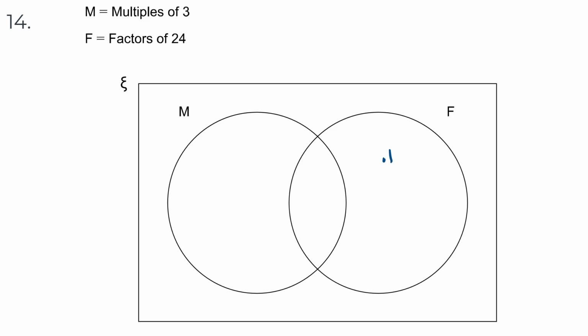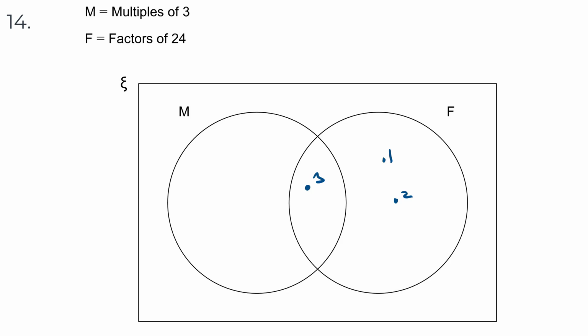Okay, 2. Is 2 a factor of 24? Yes, it is. 2 12s are 24, so that belongs inside there. It's not a multiple of 3. 3. Is 3 a factor of 24? Yep, 3 8s are 24, aren't they? So it is a factor, but it's also a multiple of 3. 3 is in the 3 times table. So that belongs in the intersection of M and F.